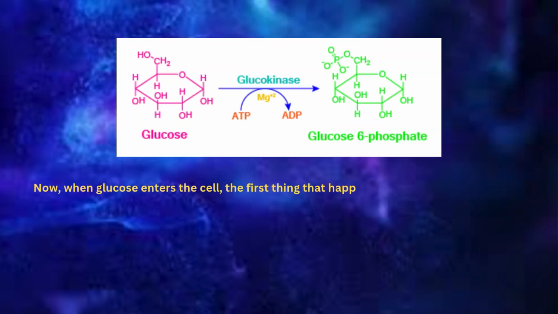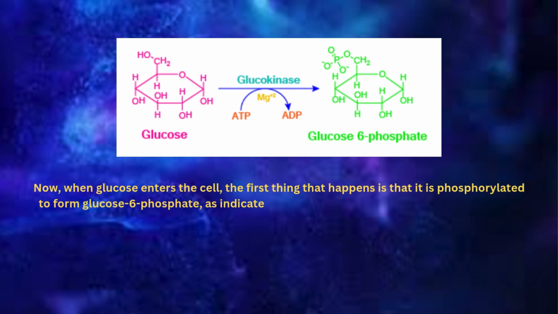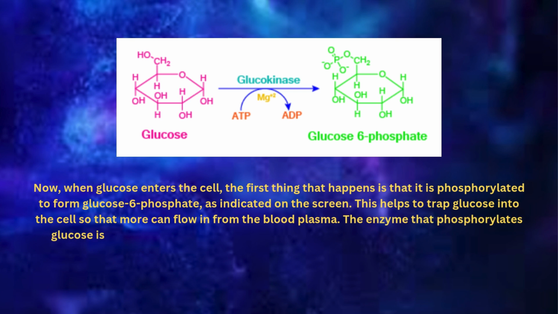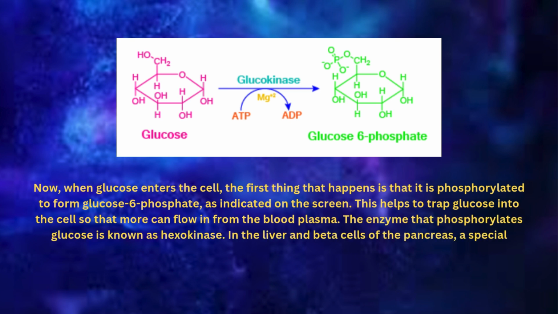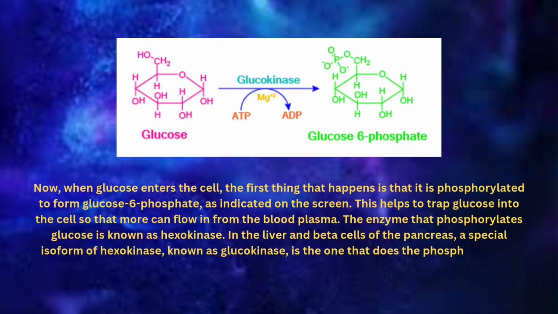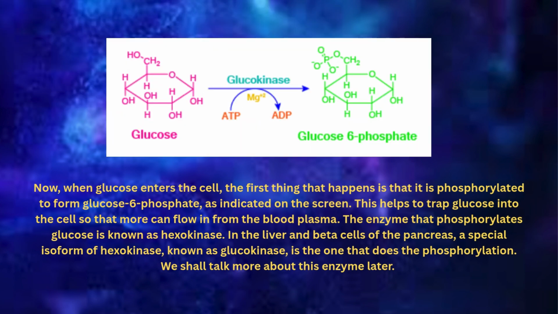Now, when glucose enters the cell, the first thing that happens is that it is phosphorylated to form glucose 6-phosphate, as indicated on the screen. This helps to trap glucose into the cell so that more can flow in from the blood plasma. The enzyme that phosphorylates glucose is known as hexokinase. In the liver and beta cells of the pancreas, a special isoform of hexokinase, known as glucokinase, is the one that does the phosphorylation. We shall talk more about this enzyme later.